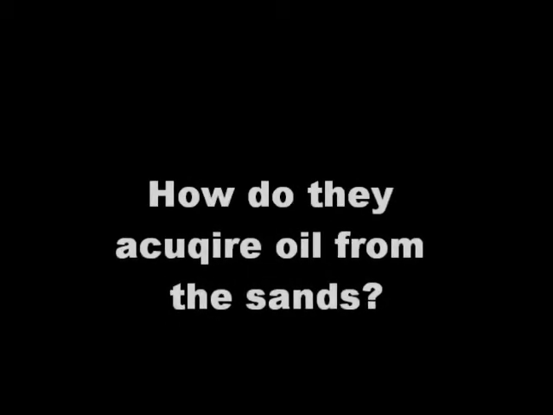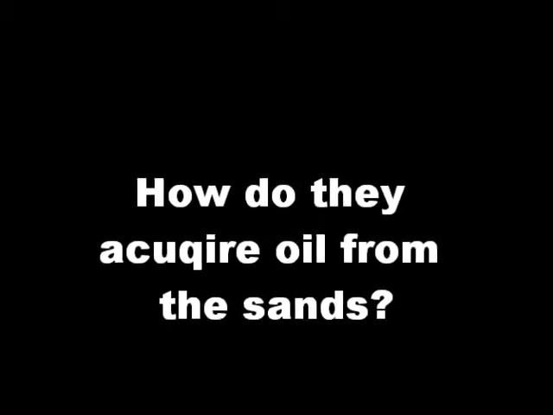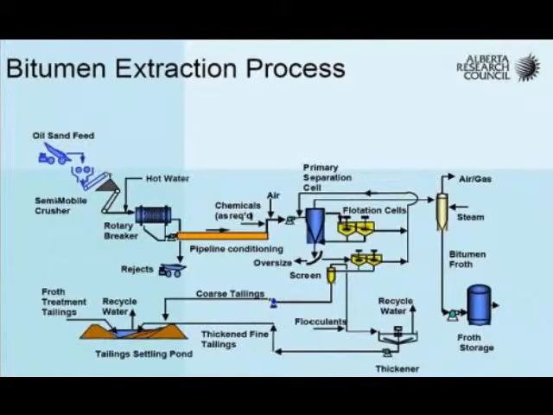How do they acquire oil from the sands? Oil sands are recovered using two main methods: open pit mining and in situ drilling. Bitumen is mixed with the sand. The truck carries a lot of sand. They separate bitumen from the sand. The trucks dump the oil sands in the hopper for crushing. The conveyor belts move in the sand.